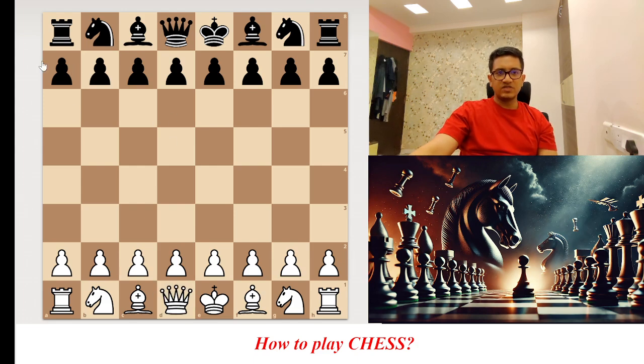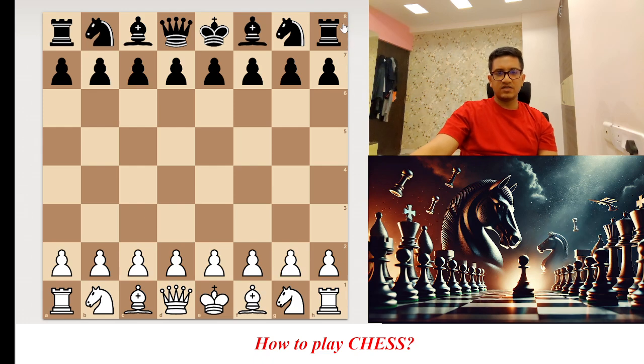So similarly for black, you can see this is rook, this is knight, this is bishop, queen, king, and then again bishop, knight, and rook. These all are pawns. And the king faces the king, the queen faces the queen, and you have to start from A, B, C, D, E, F, G, H, and go vertically. Similarly, from black's perspective, you can see this is 8, 7, 6.